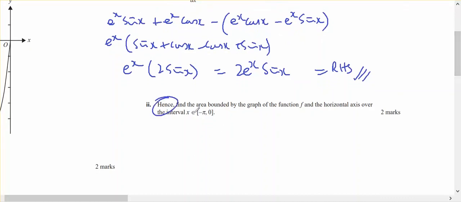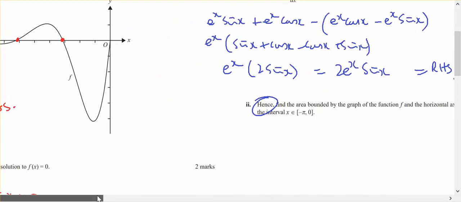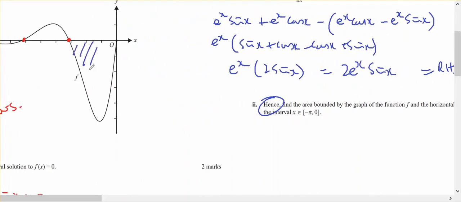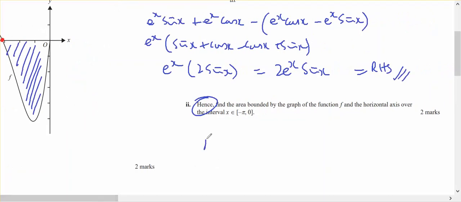Hence, I've got to use that previous answer, find the area bound by the graph of f and minus pi to 0. So I'm looking for this, and it's negative. So the area is going to be the integral from 0 to minus pi of e to the x sine of x dx.